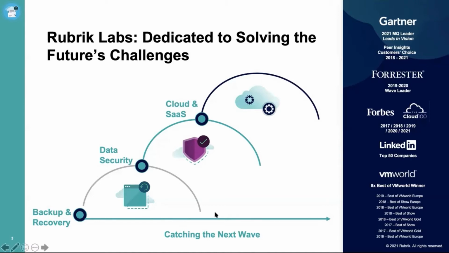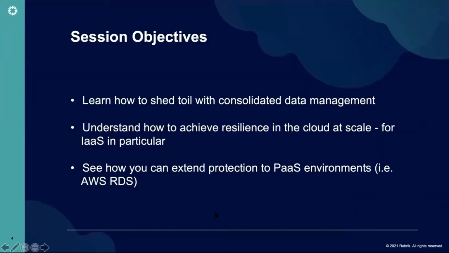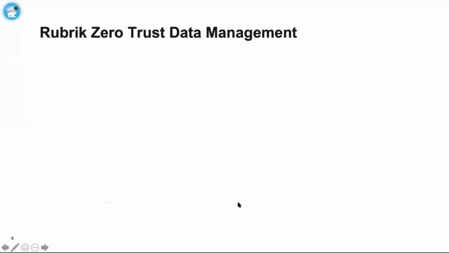So to take a look at the agenda and what we're going to go through today, we're going to cover these three things. How enterprises can shed toil through consolidated data management. We're going to understand how to achieve resilience in the cloud, particularly in IaaS workloads. If you think about cyber resiliency and ransomware protection, we're going to focus on that. And then really see how we can extend this beyond IaaS to platform as a service and other areas that Rubrik's innovating. So let's jump into it.